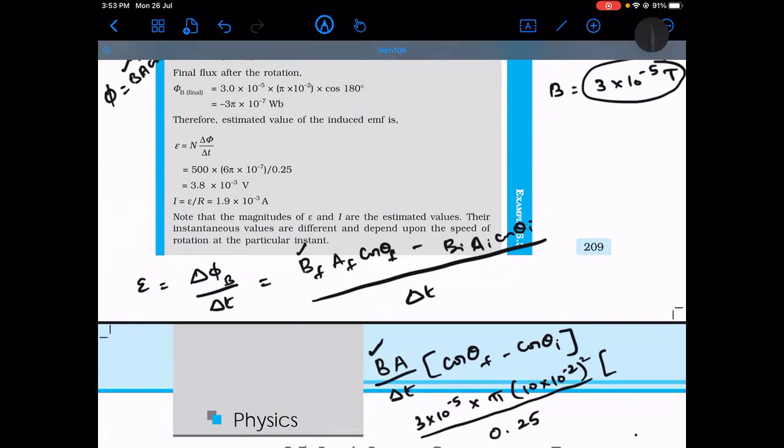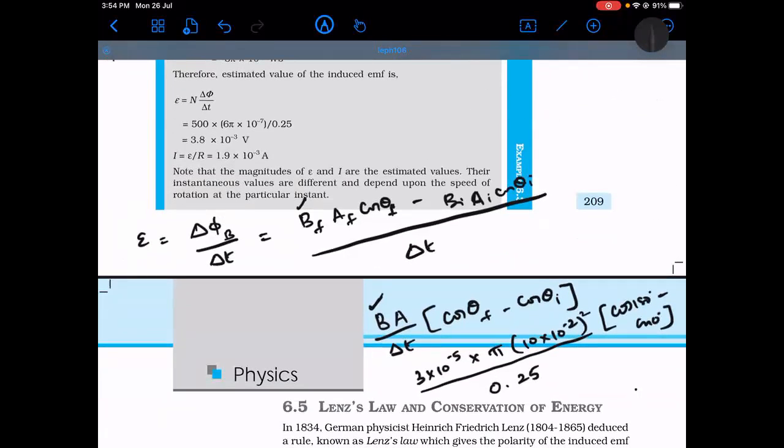0.25 you can actually take as 1 by 4, into cos theta final, which is cos 180 degrees, minus cos theta initial, which is cos 0 degrees. So cos 180 is minus 1, cos 0 is 1. So minus 1 minus 1 is minus 2 actually. Then calculate the value. Those many Tesla will be the answer. Actually, in this case, you will get a negative value, but take a modulus.